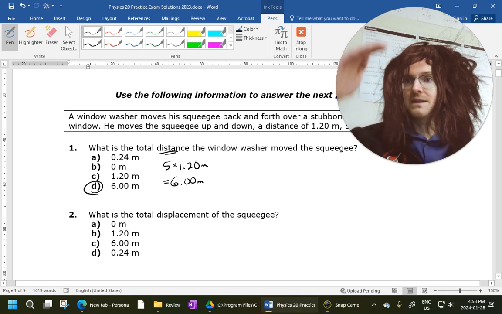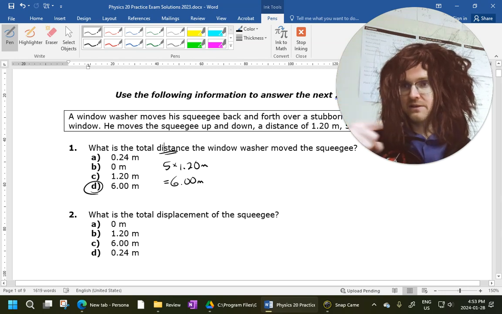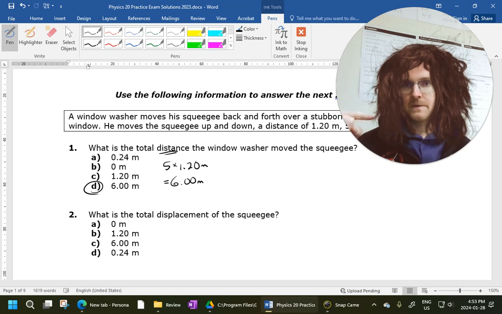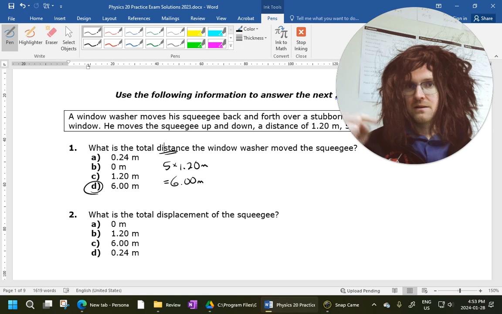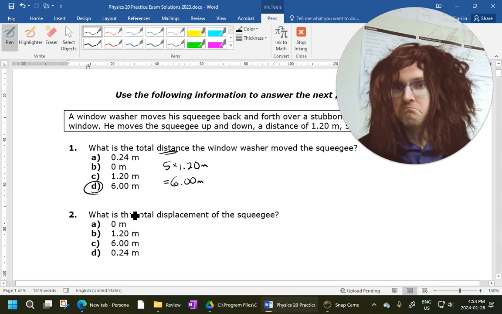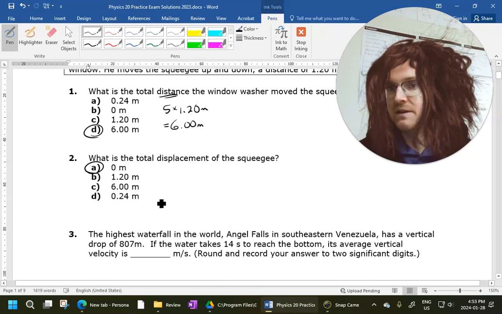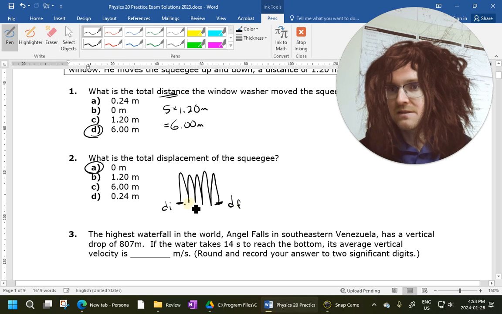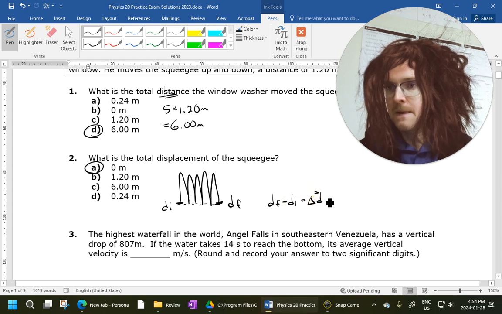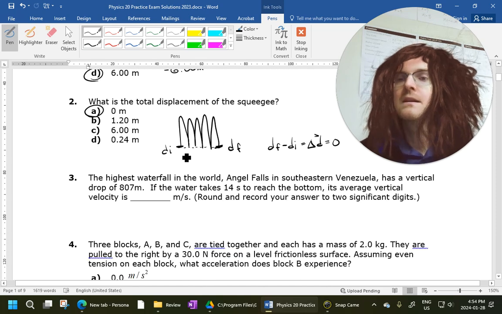But now if it goes back up and down, back up and down, back up and down. So if I start down here, let's say right about here, and then I go up, down, up, down, up, down, up, down, up, down, up, down, and I end up there. If I look at the beginning to the end, there's been 0 displacement, right? So this is my initial position, and this is my final position. If I go df minus di, final minus initial, look at my displacement, I'm going to get 0. All right? This one's a good one.